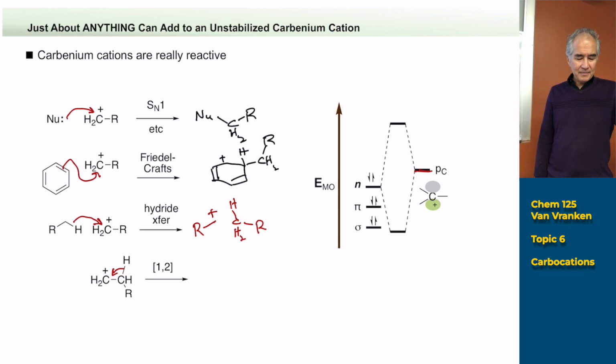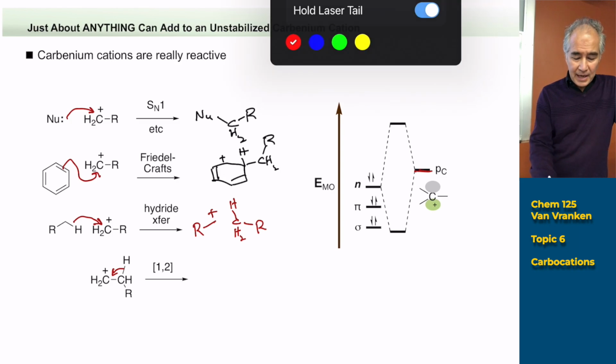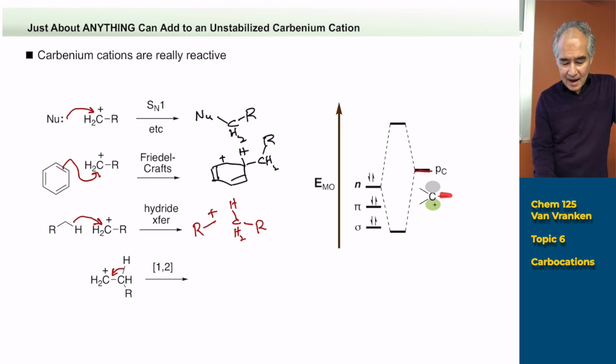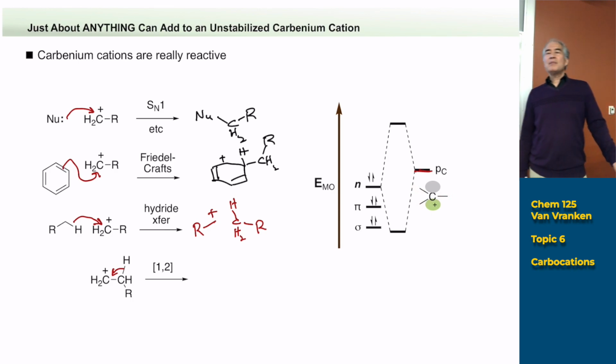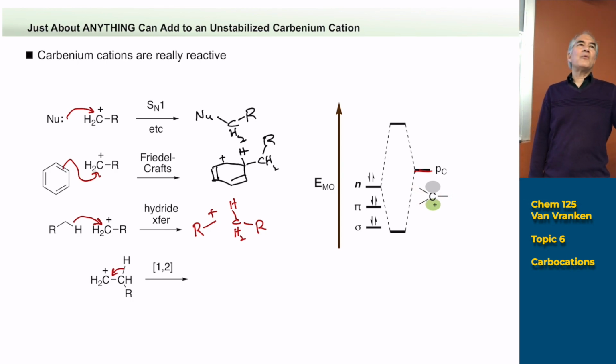I'm not really that excited about talking about attack on carbenium ions because it's just such easy pickings. Anything can pretty much add to a carbenium ion if it's not stabilized. What we're going to be interested in this lecture, this topic, is: what if you stabilize that carbenium ion? Now it's not so easy. Now it might get a little bit more choosy about what it reacts with. And that's what we have to think about.